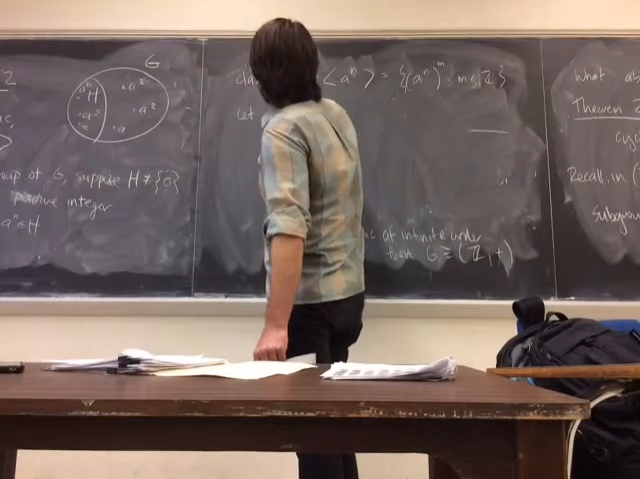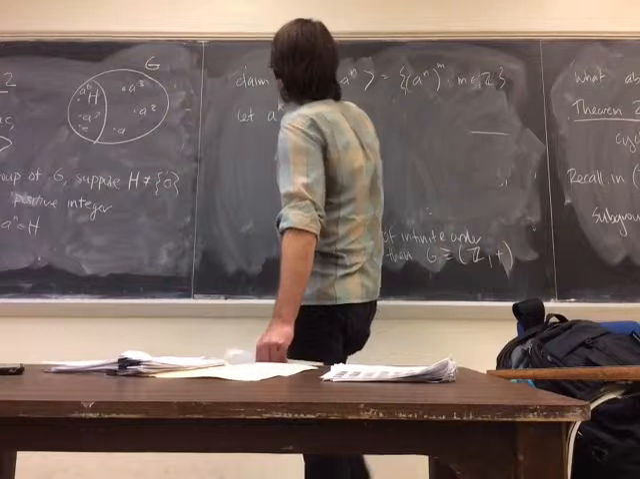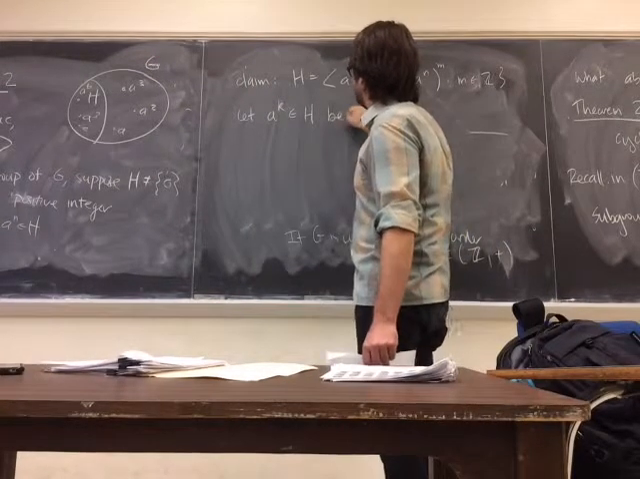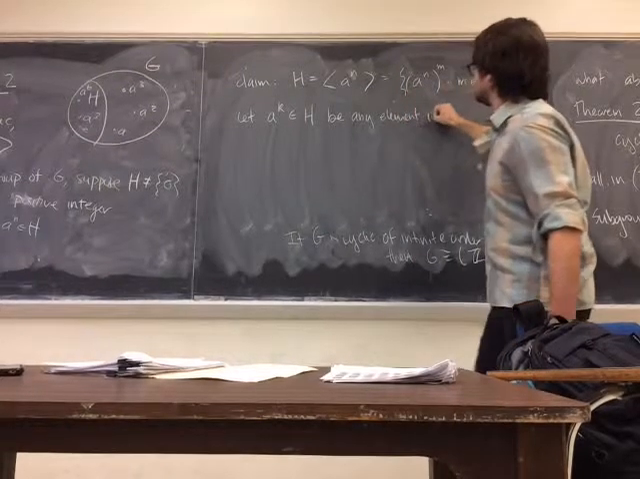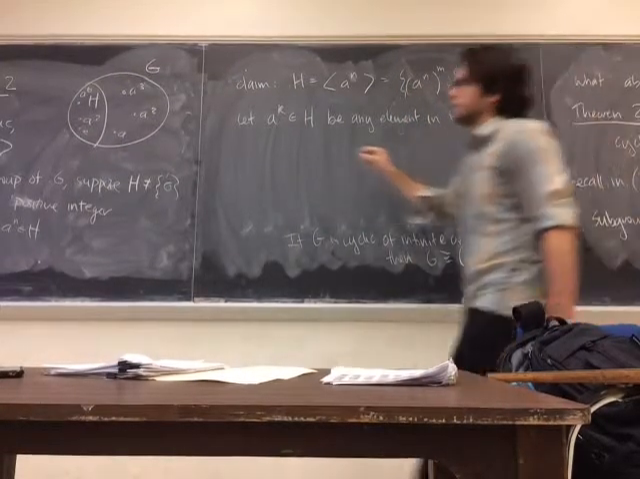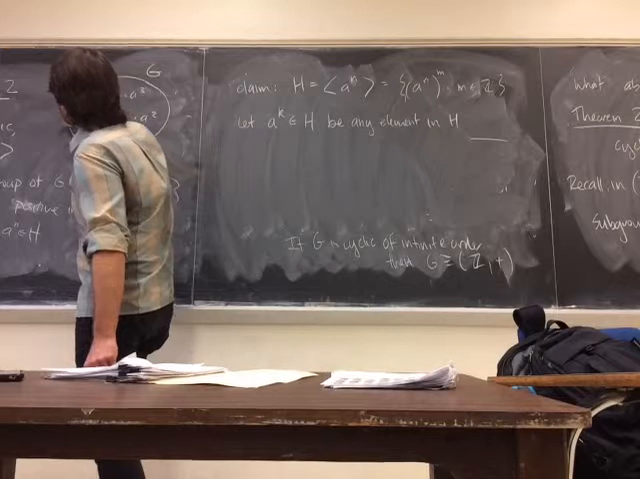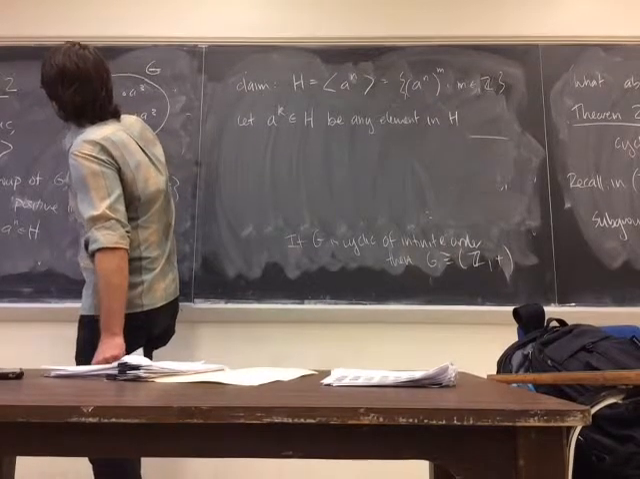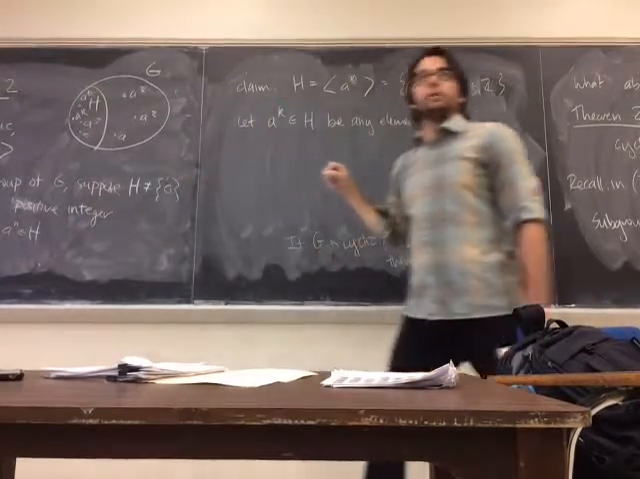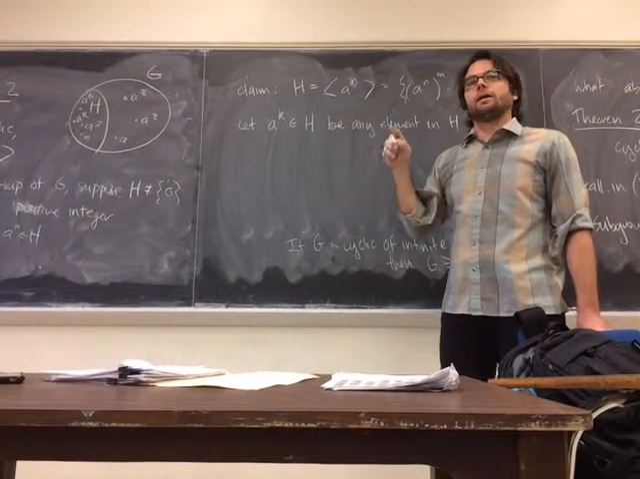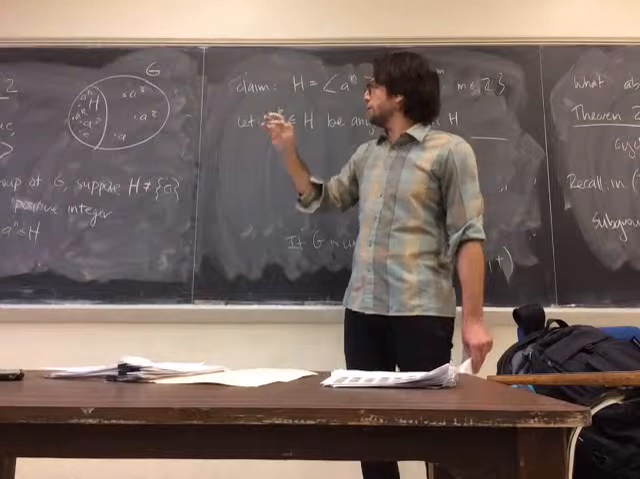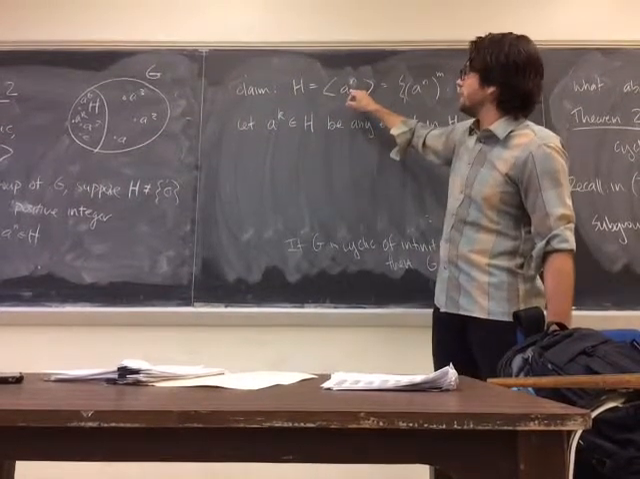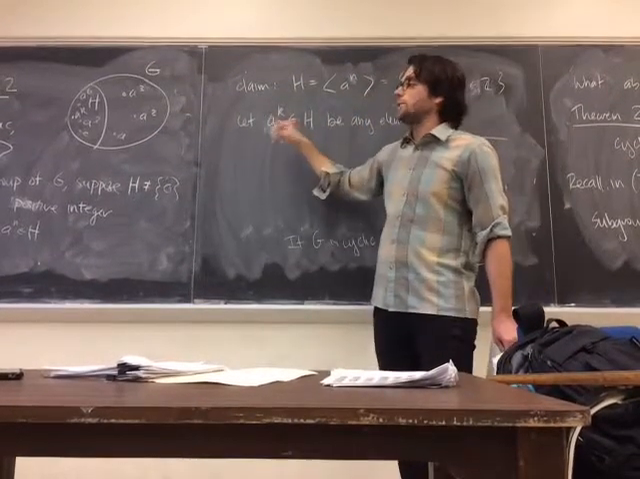Let's let A to the K be any other element of H. So I pick some other A to the K. And I want to write A to the K as a power of A to the N. Are you guys with me? If H is really all the powers of A to the N, this guy better be a power of A to the N.